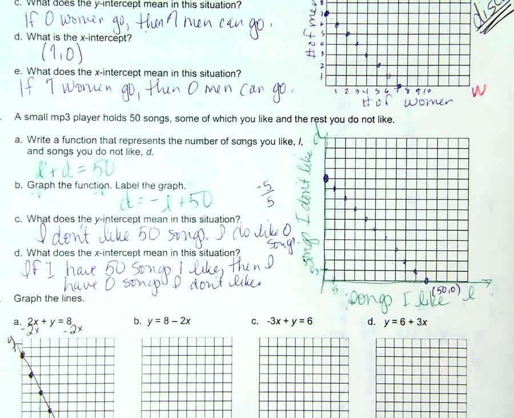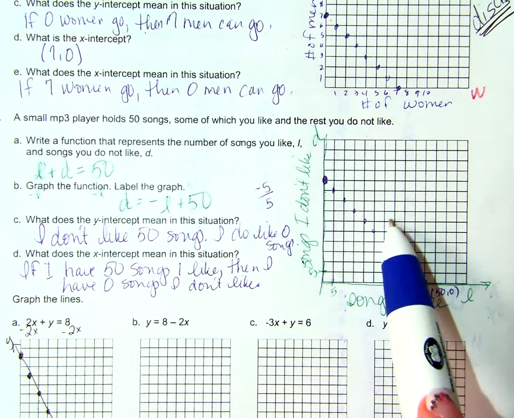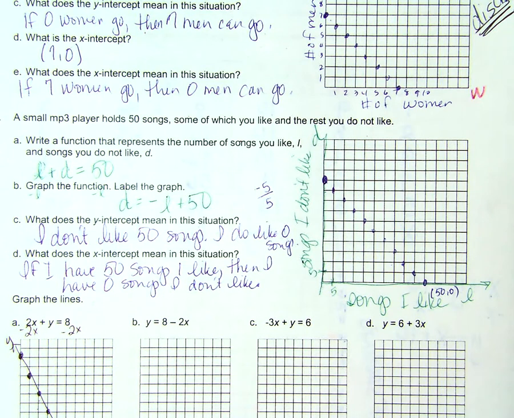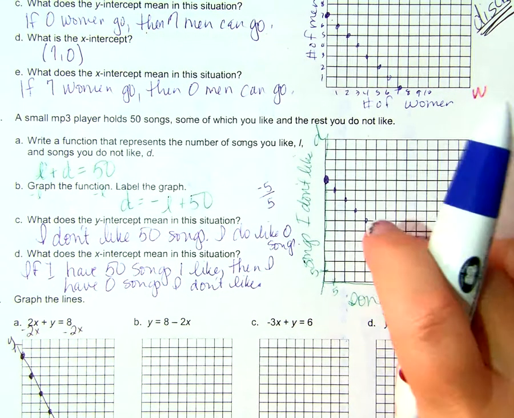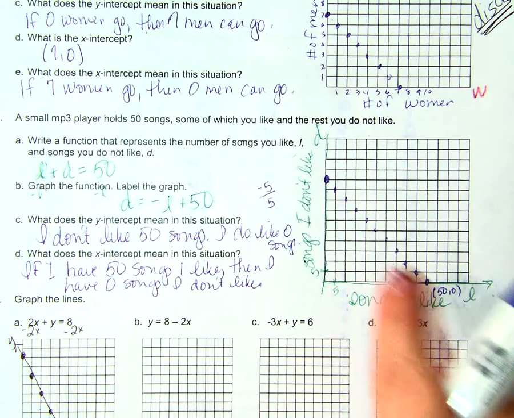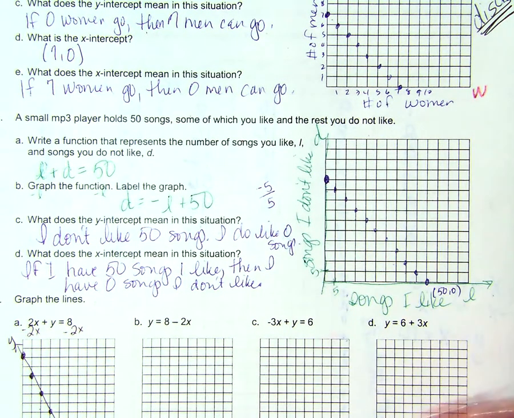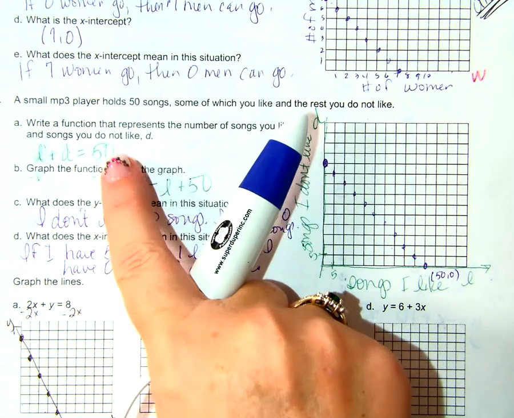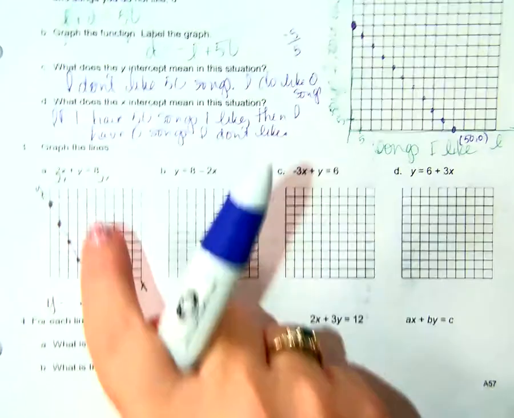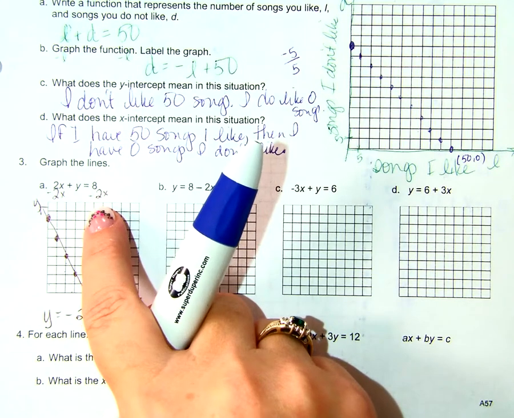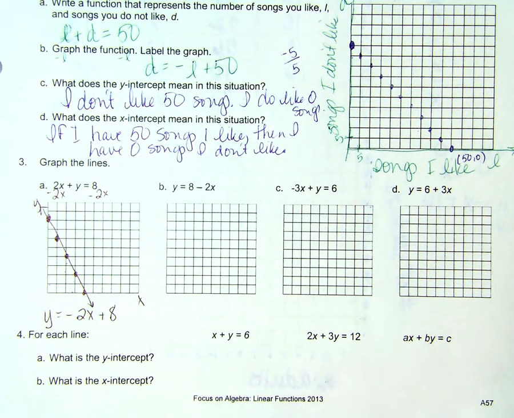And this gets tricky in and of itself. Is this a discrete situation or a continuous situation? Can you like half a song? You can, right? Technically you can, but is that what they're talking about here? No. So this is a discrete situation, and that's why we did not connect those dots, even though I had an equation. I wrote an equation. Here I'm given an equation. Will that help a little bit, maybe?